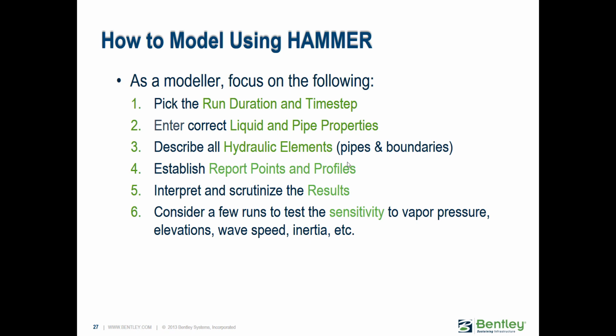Describe all those hydraulic elements, the pipes, the nodes. Establish which report points you want, so which areas in the model you want to be able to report those transient results at. Set up your profiles that you want to be analyzing in the transient results viewer, and then go ahead and compute the results and scrutinize them. And from there, you react by maybe setting up several different additional scenarios where you might either test the sensitivity to certain parameters or try some what-if situations. What if I do this? What if I do that?